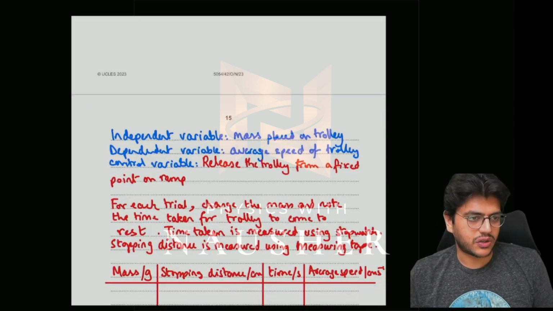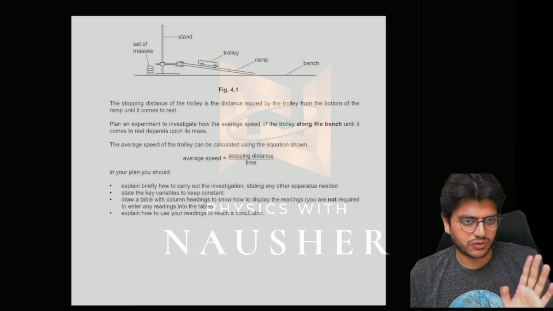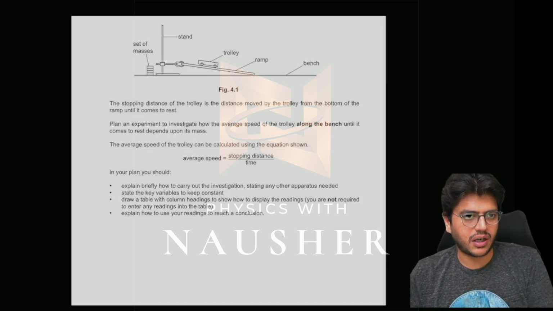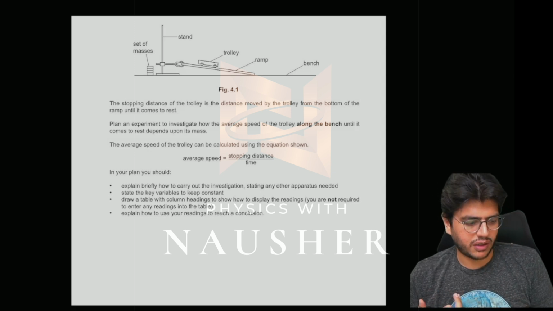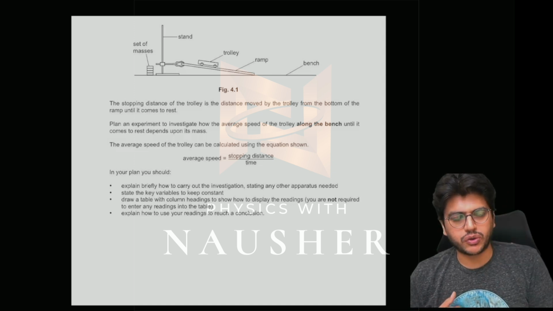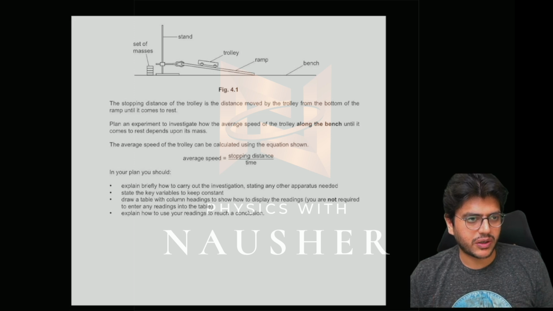And then they ask you to make a table. So basically, you're just answering these questions. Explain briefly how to carry out the investigation. You just explain any apparatus, any new apparatus we've already mentioned. We're using a stopwatch and we're using a measuring tape. Variables to be kept constant, what you do at the very start. Draw a table with column headings to show how you will display your readings.